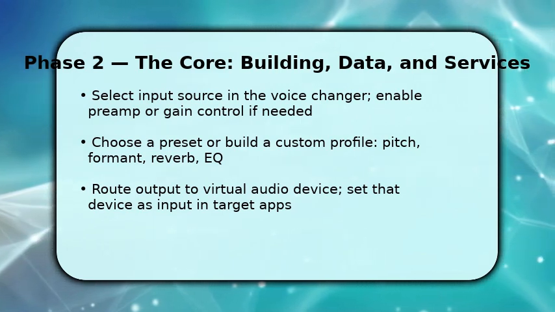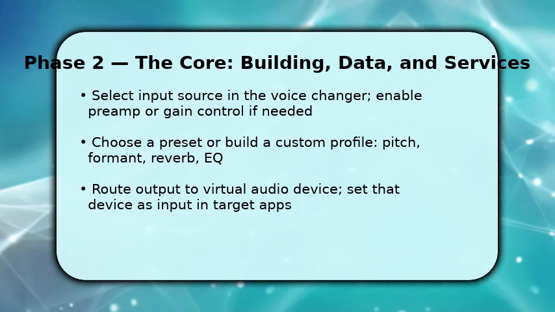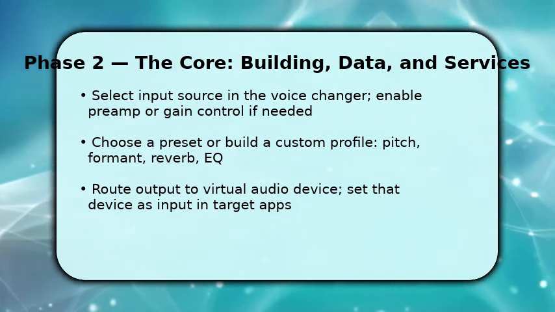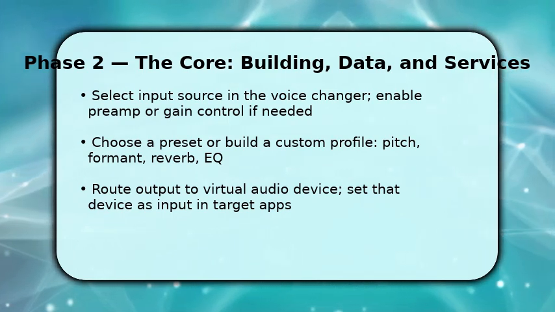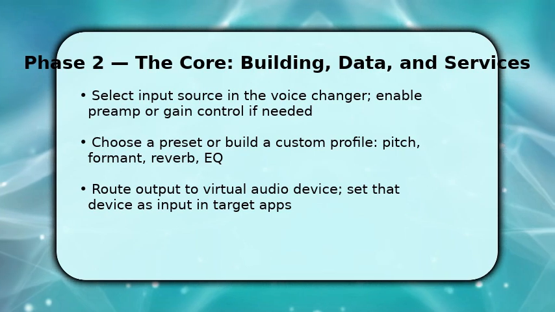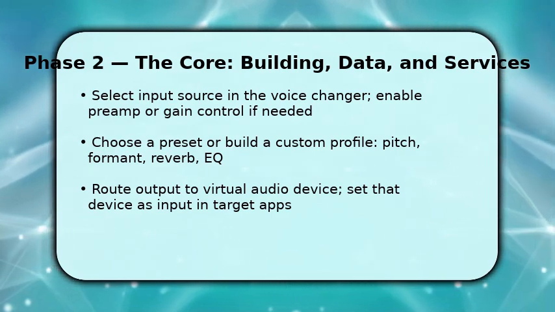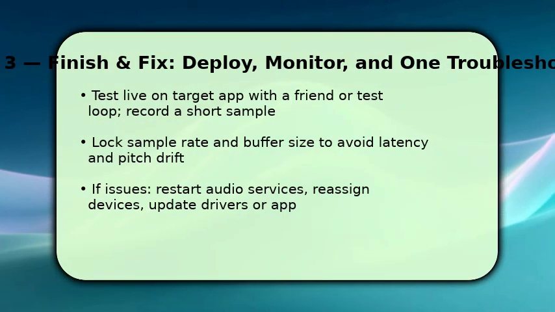Once satisfied, route the processed audio to a virtual audio device and set that virtual device as the input in your chat or streaming app. This routing is crucial, so the other side hears the altered voice. Finish by testing the complete chain on your target app. Join a call or record a sample and listen back.